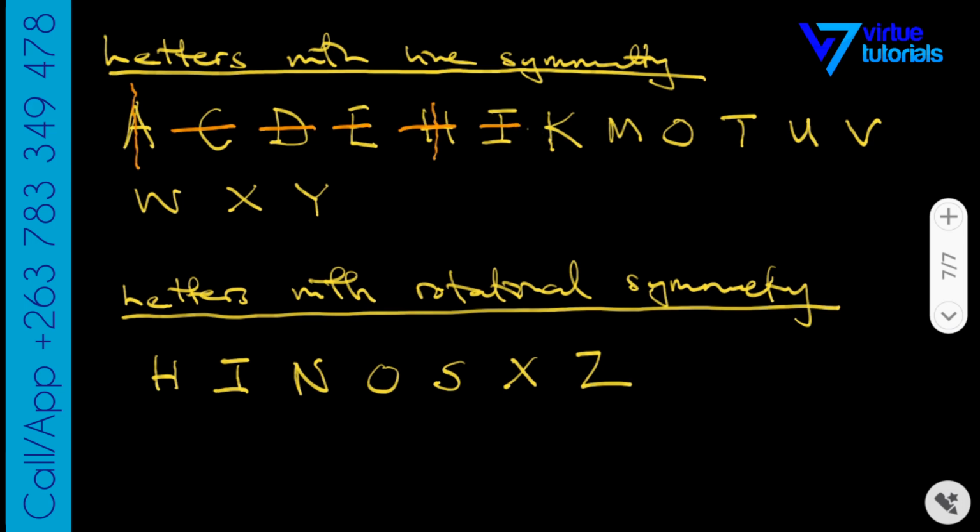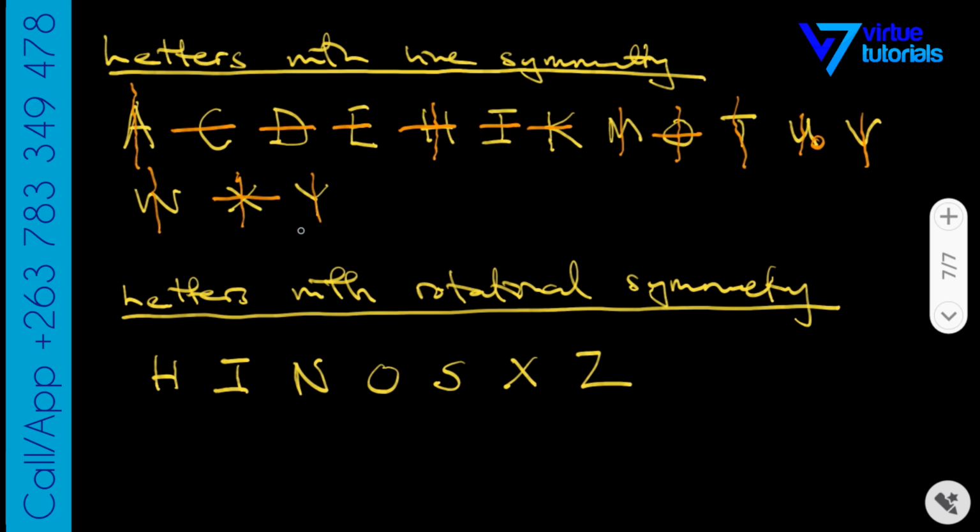I, we can cut it like that. K like that. M like that. O like that and that. T like that. U, it depends. If there's no loop here, we can cut it like that. V, we can cut it like that. W, like that. X, we can cut like this and that. Y. So as you can see, all of these letters have line symmetry.